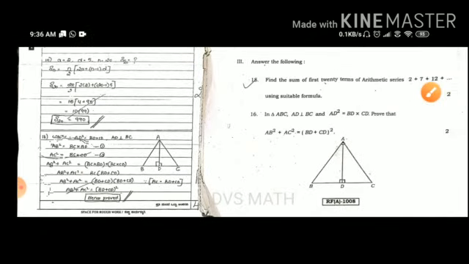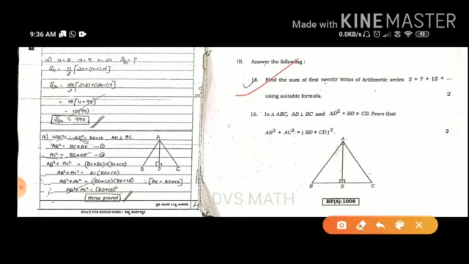Now let us move on to 2 mark questions. First, it is related to AP. Find the sum of first 20 terms. That is, you have to find S20.